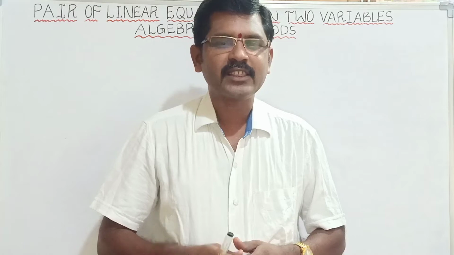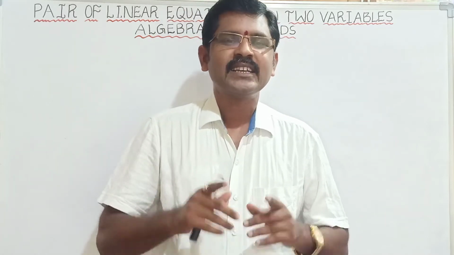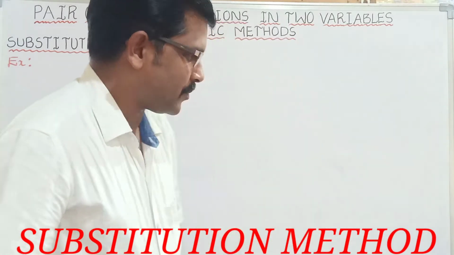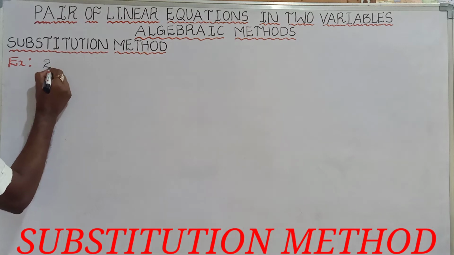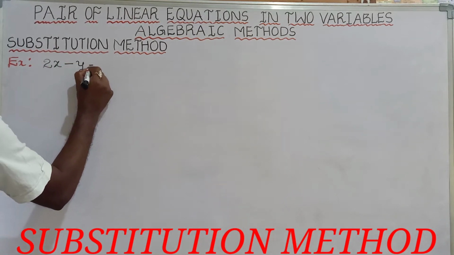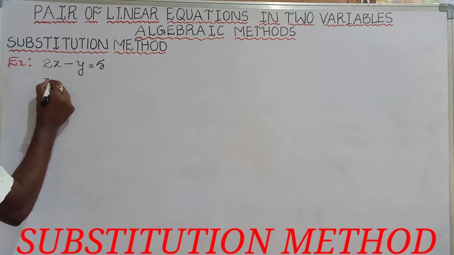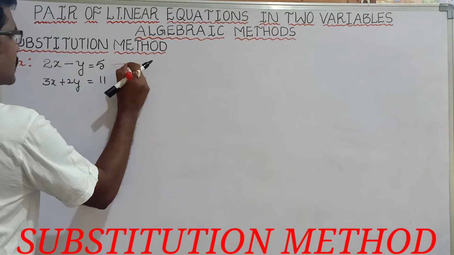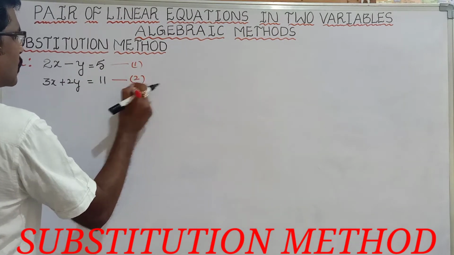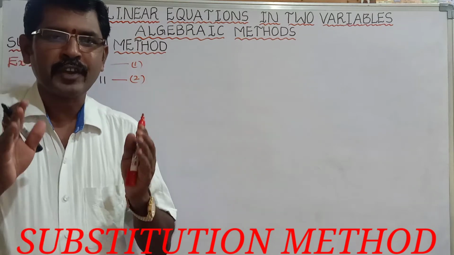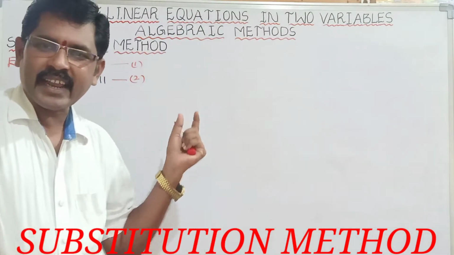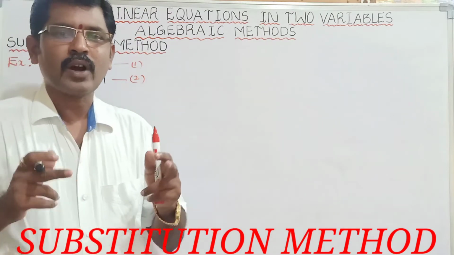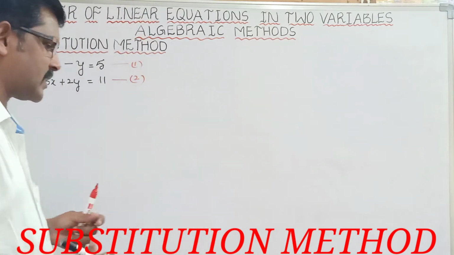Now let me start with the first method of algebraic methods, that is substitution method. Let us go with one example. 2x minus y is equal to 5. 3x plus 2y is equal to 11. This is equation 1. This is equation 2. In this method, we make one of the variables, either x or y, the subject from the first equation. Now I am taking y as the subject.